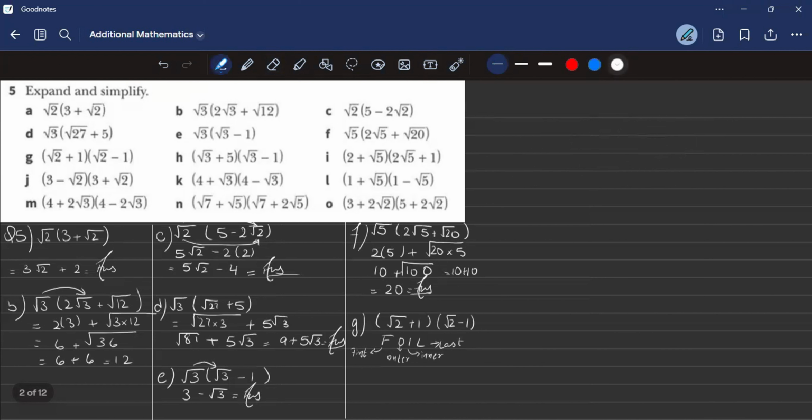The FOIL method is for multiplying two expressions, like x plus y, inside brackets, and those expressions are supposed to be unequal. What we do is multiply the first value by the first value, then the outer value by the outer value. What is the outer value here? X. What is the inner value between these two? So y and 2x. And what is the last value of each bracket? Obviously, the last value in the first bracket is y, and the last value in the other is 1. So y multiplied by 1.